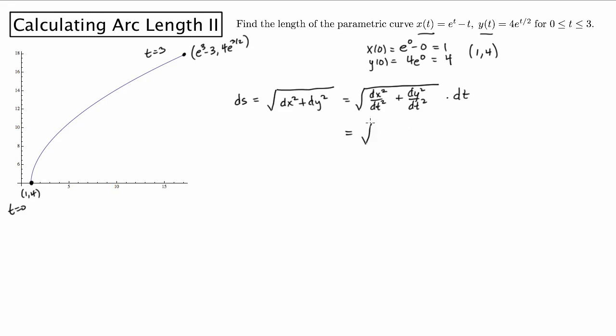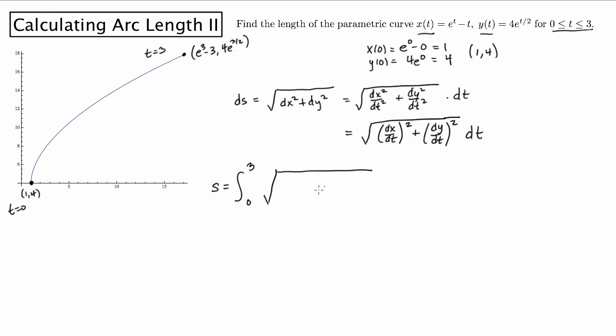Basically, I'm going to take x and differentiate with respect to t and then square that, and then do the same thing for the y component. And then I'll be integrating with respect to t, and we know for this particular problem t goes from 0 to 3. So if you put all that together, you should wind up with an arc length integral that goes from 0 to 3 of the square root of, in this case, (e^t minus 1) squared. That's what you get if you take the derivative of that.